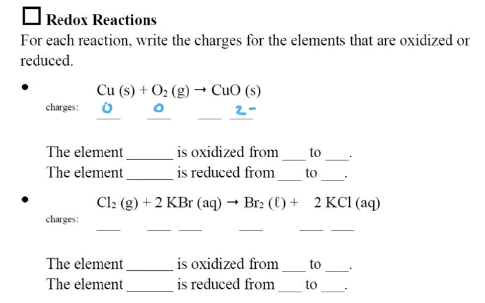Now the copper could be +1 or +2, but in this case, since there's 1 copper with the 1 O 2 minus, then this must be 2 plus. So who is getting oxidized? Whose number is going up? Copper is going from 0 to +2, so it is getting oxidized. The element copper is being oxidized. Oxygen is being reduced, going from 0 down to -2. The other thing I think about for reduction is that when something is reduced, its charge is reduced. It goes from 0 to -2, that's reduction.